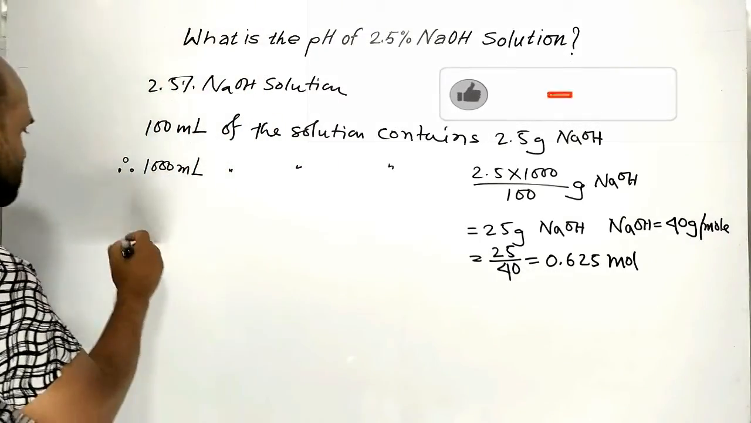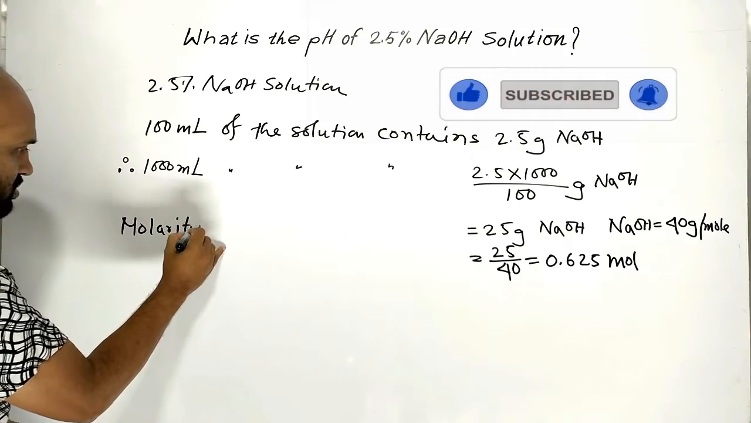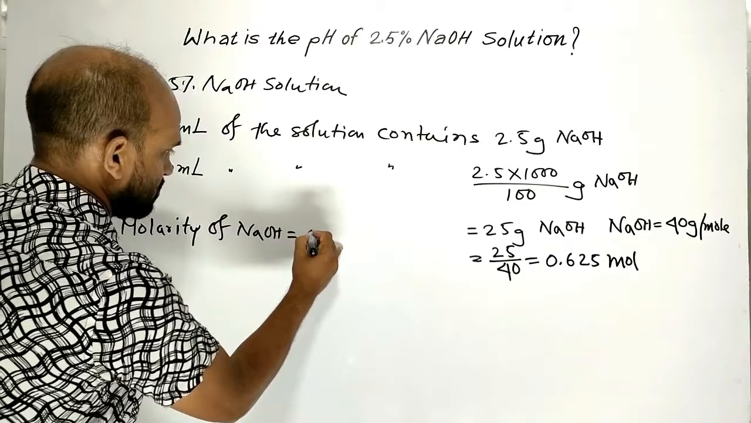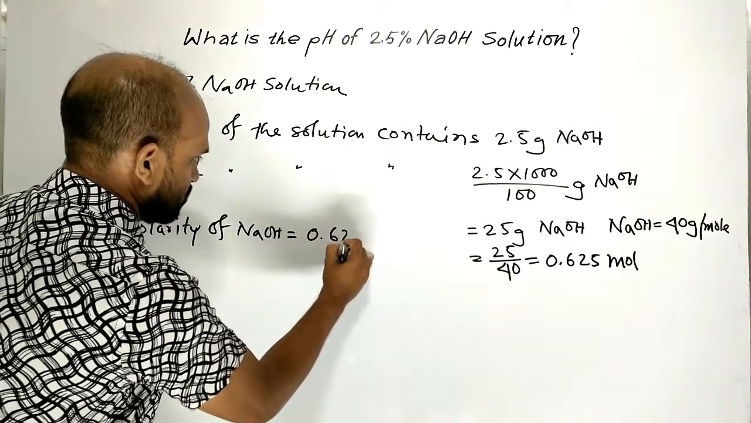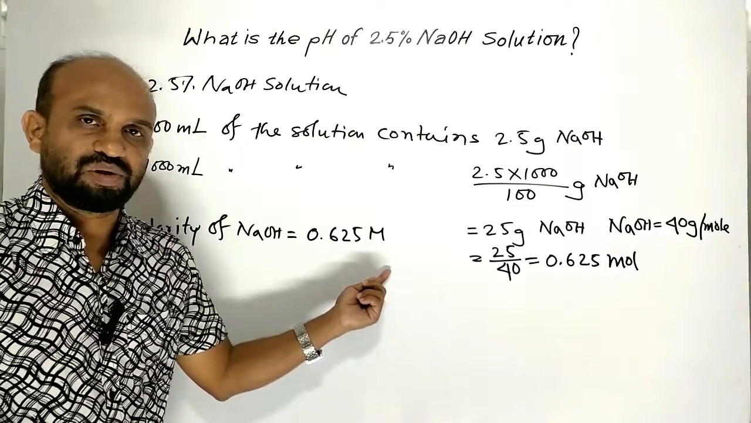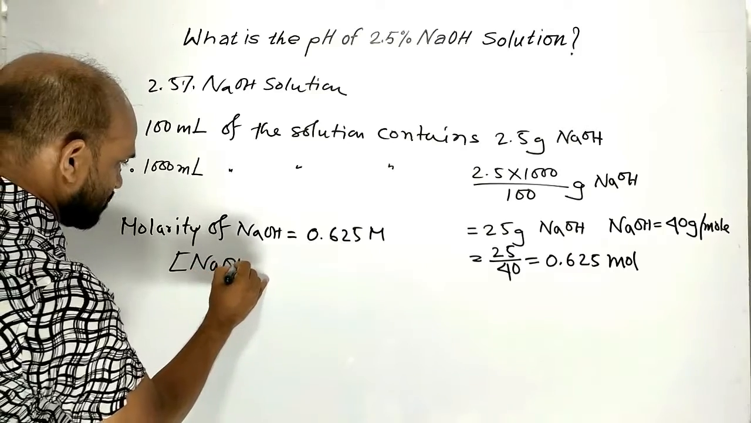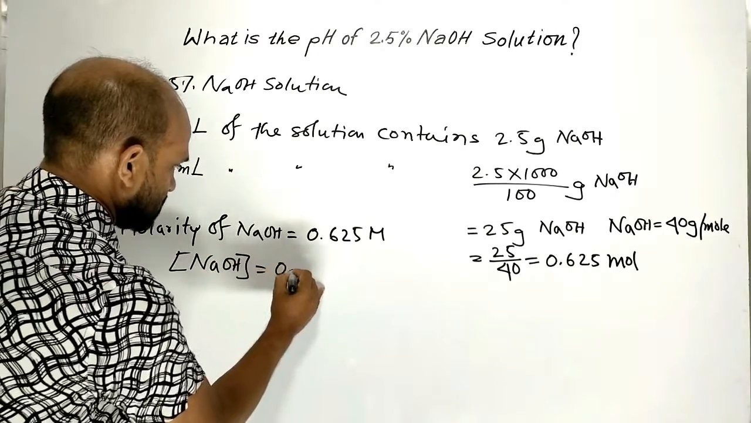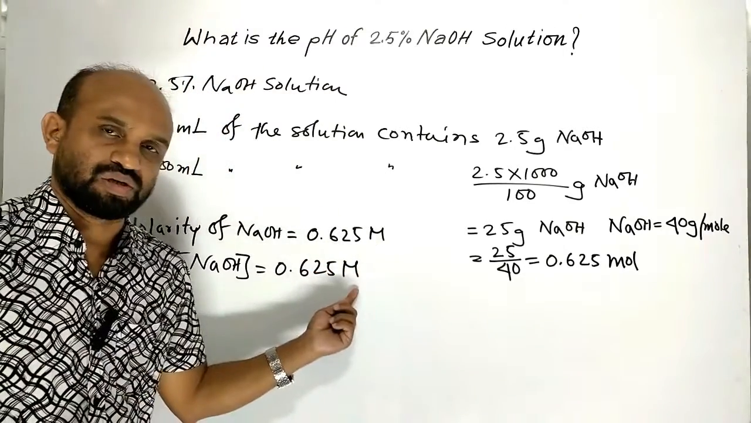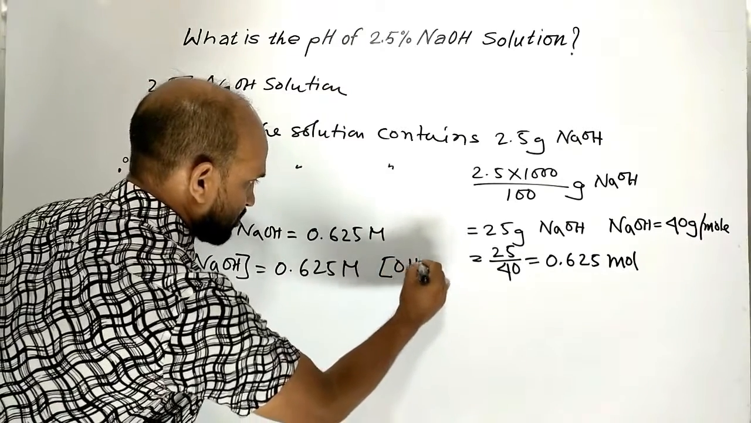That is, concentration of sodium hydroxide is 0.625. Here we can write, molarity of sodium hydroxide is equal to 0.625 mole per liter. Simply we can write it, concentration of sodium hydroxide is equal to 0.625 mole per liter. We need concentration of hydroxide ion.